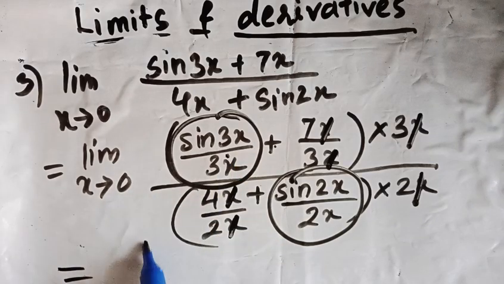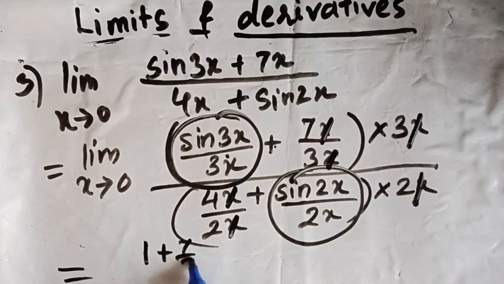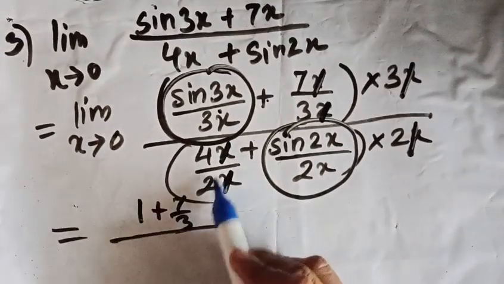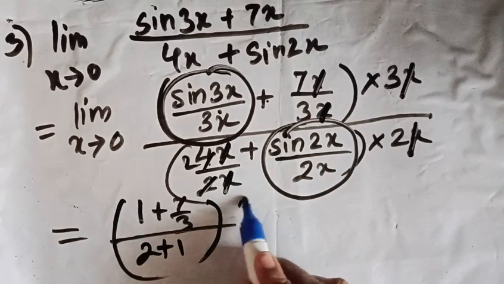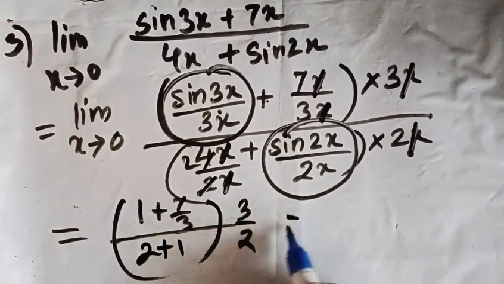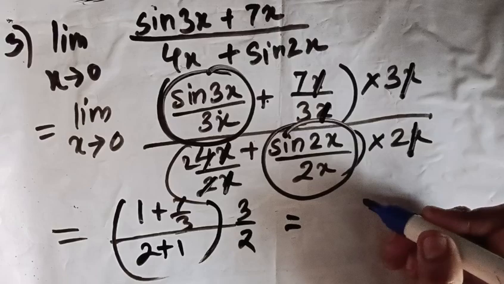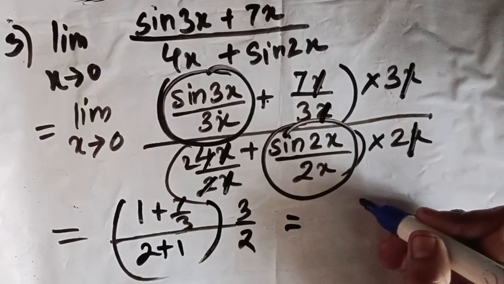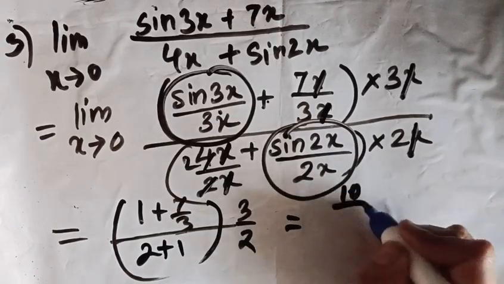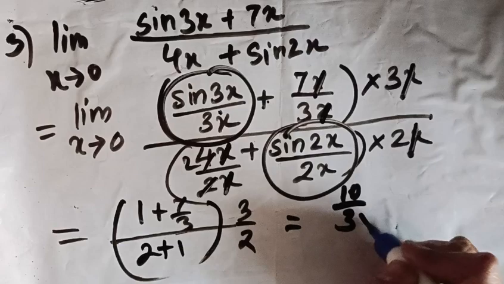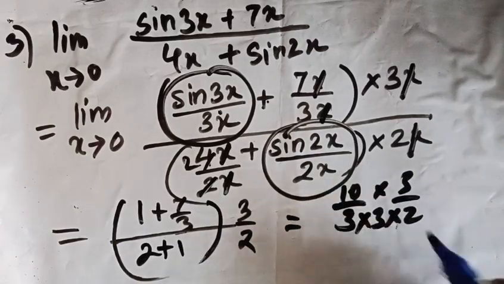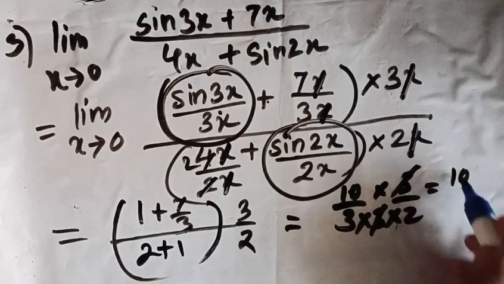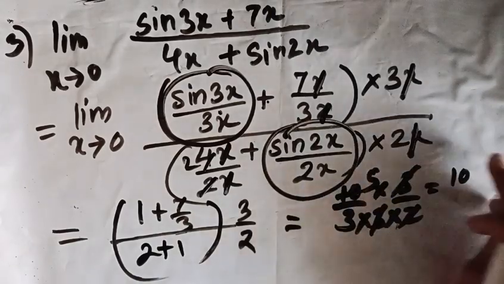This is 1 plus 7 by 3 upon 4 by 2, which is 2, plus 1 into 3 by 2. So cross multiplying you will get 10 by 3 into 3 by 2. So the answer is 5 by 3.